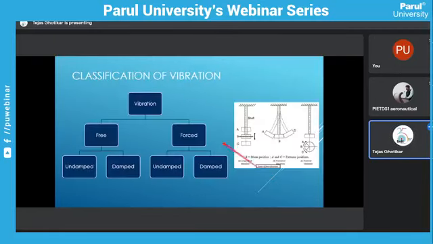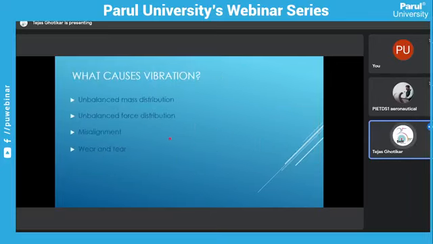This is a classification based on the type of motion. In a spring mass system, it's a longitudinal vibration, or in case of a pendulum, it's a transverse vibration, right? And in case of a rotor, let's say we have a shaft, and at the end of the shaft we have one rotor. If we rotate this disc that is attached here, that's a torsional vibration. So this is the classification of vibration.